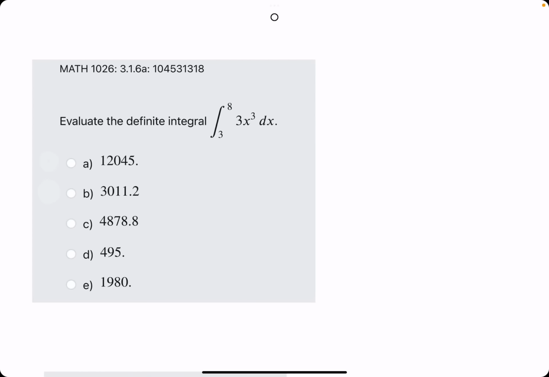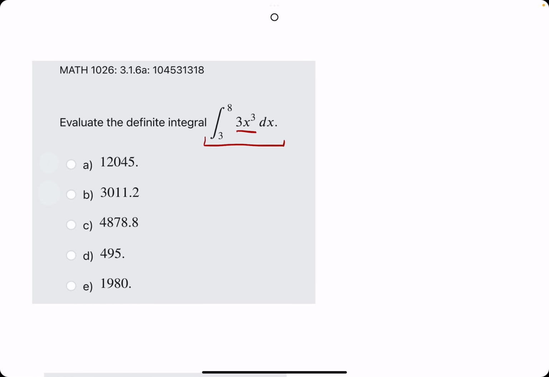Okie dokie. In this problem, we are given the definite integral from 3 to 8 of 3x cubed dx. Also, please excuse my voice. It's a little froggy and messed up.